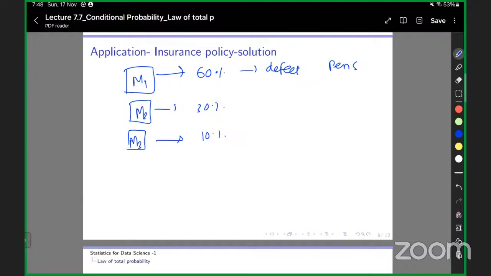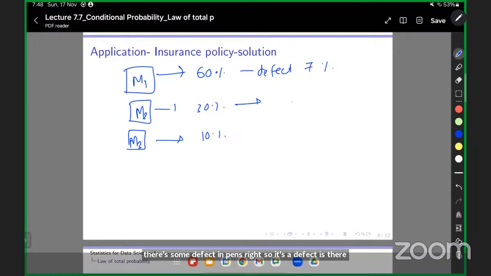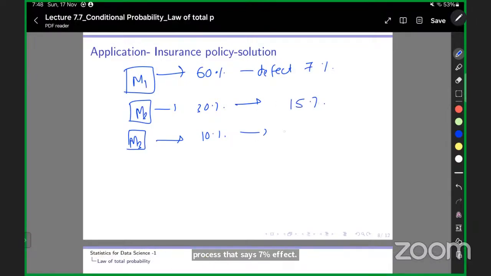So let's say there is some defect in pens, right? Let's say the first has 7% defect, another has 15% defect, and this has 30% defect. So let's say it is producing 10% of the pens, and of the pens it produces, it might have 30% defect. Okay, so this is how the question is.